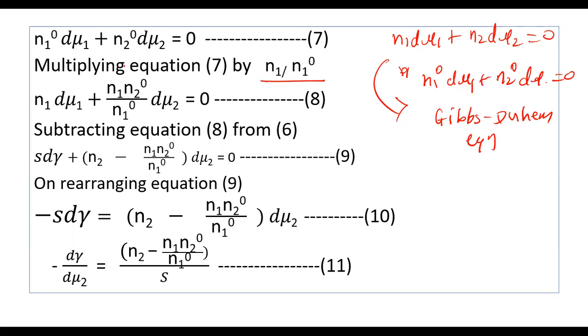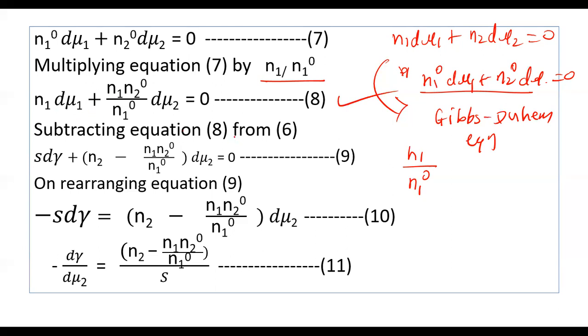Okay, so we can do this now. Multiply this N1 upon N10 to this. So if we multiply this N1 upon N10, N10 gets cancelled. So N1 d mu1, multiplied by this N1 upon N10, so it is N1 N20 divided by N10 into d mu2 equal to 0. This is our equation 8. So we modify this Gibbs-Duhem equation in the bulk phase. It can be written in this way, multiplied by N1 upon N10. N10 gets cancelled, so we can write this equation in this way, equation number 8.